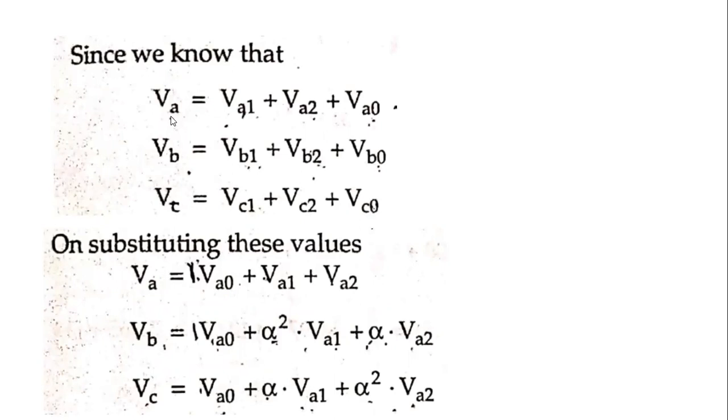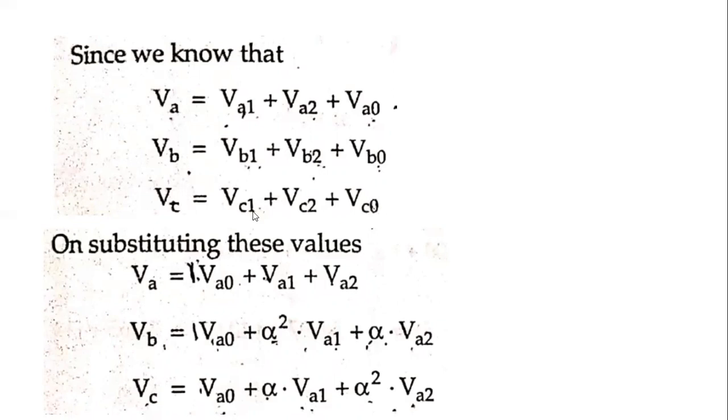Then we write the equations for VA, VB and VC, the voltages at phases A, B and C. VA is equal to VA1 plus VA2 plus VA0, where VA1 is the positive sequence voltage at phase A, VA2 is the negative sequence voltage at phase A, and VA0 is the zero sequence voltage at phase A. Similarly, VB is equal to the positive, negative and zero sequence voltages at phase B. Similarly, VC is equal to VC1 plus VC2 plus VC0.